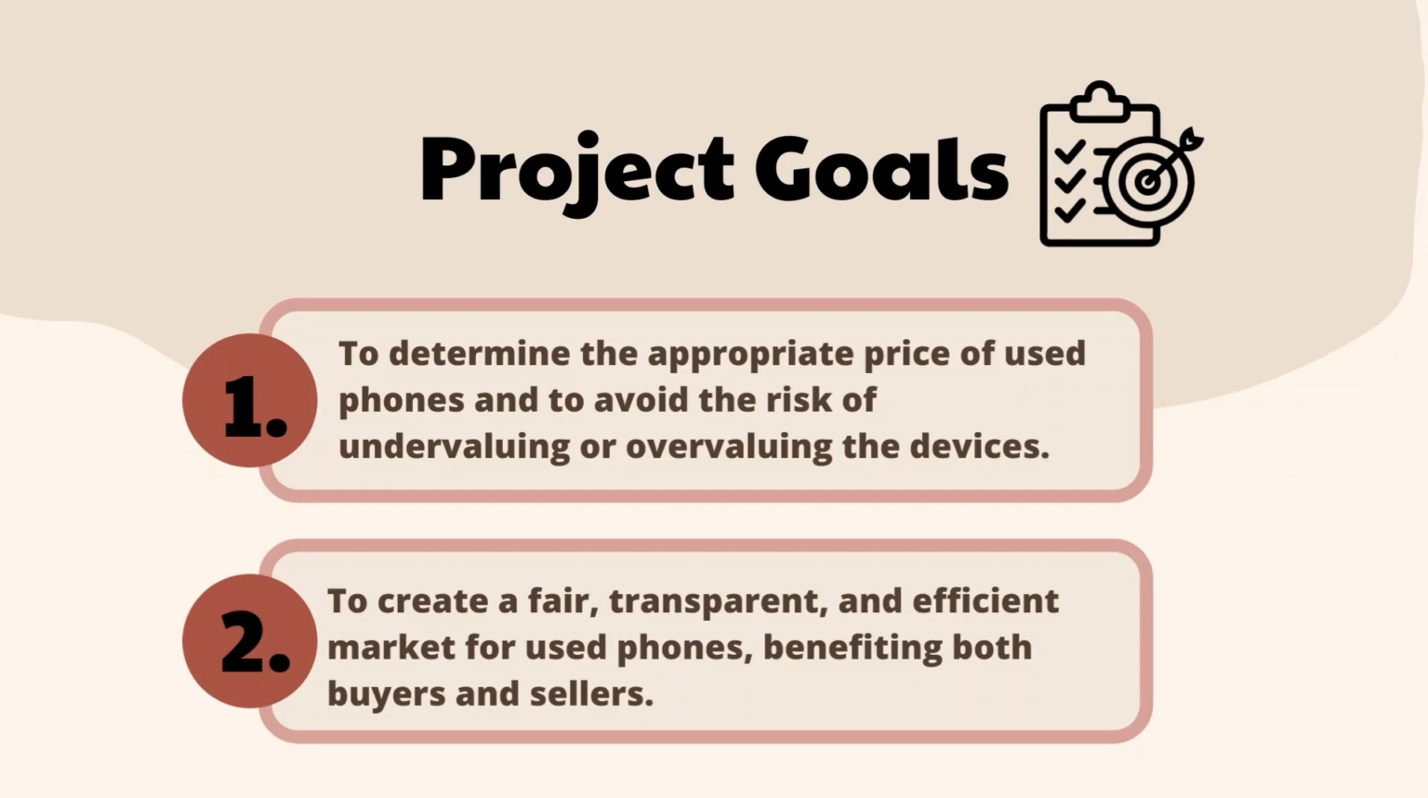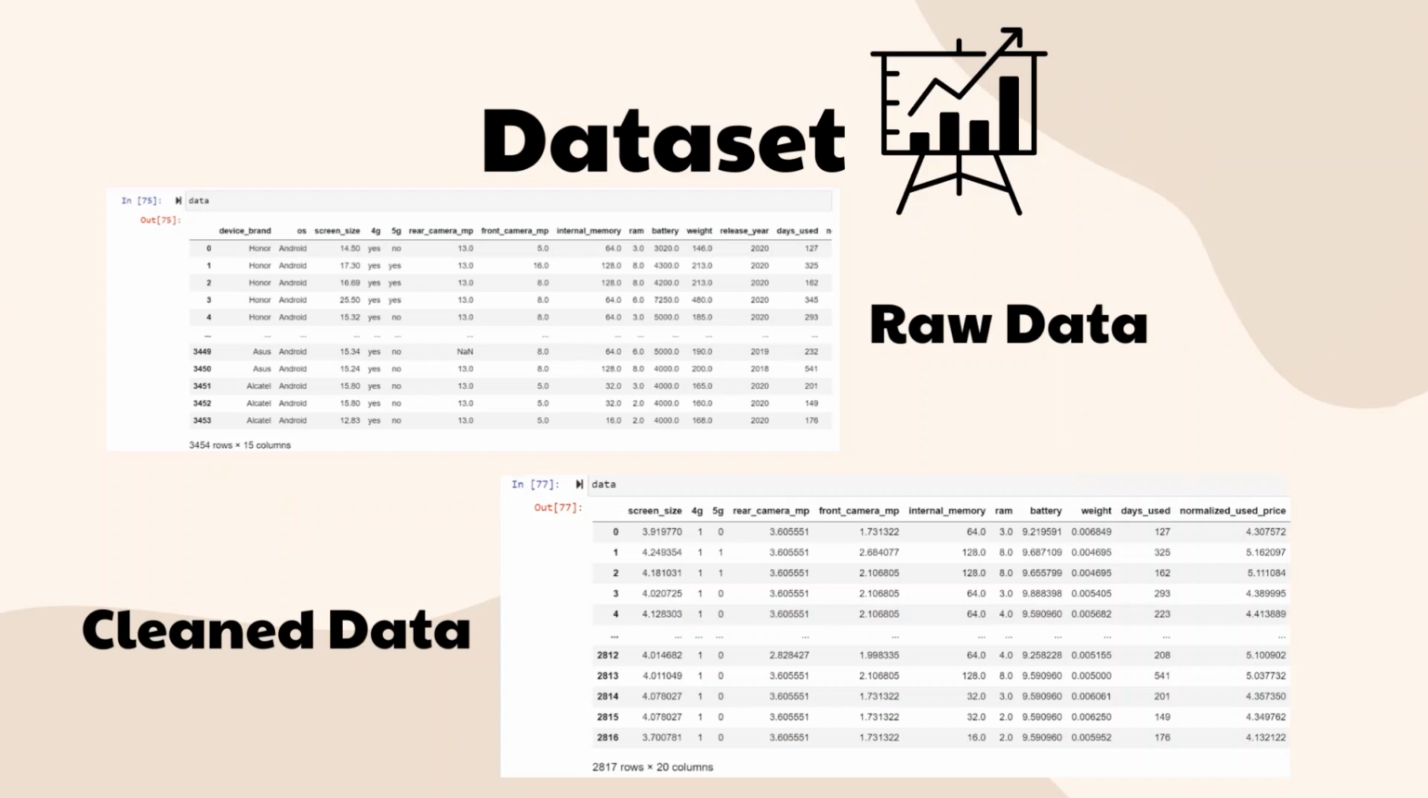Coming to the dataset, I got this dataset from Kaggle, and to build this project, we need a dataset of historical phone sales data. This dataset includes information about the mobile phones which were used in India from 2013 to 2020. The dataset includes the device brand, model, age, in which year it was released, the condition of the phone, and other relevant features of the phone.